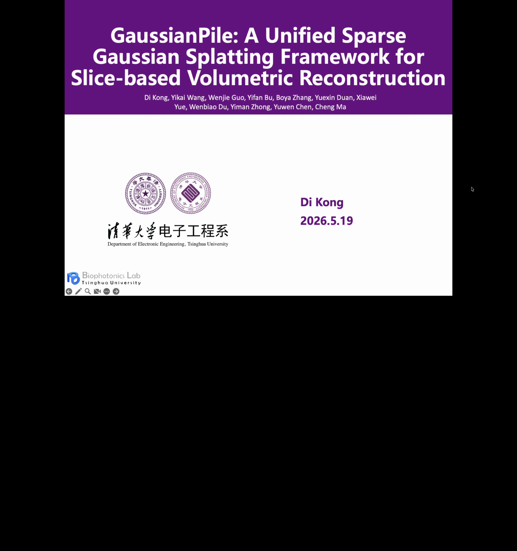Today I will introduce our CVPR 2026 paper, GaussianPile, a unified sparse Gaussian splatting framework for slice-based volumetric reconstruction. The key idea is simple. We adapt 3D Gaussian splatting from surface rendering to internal volumetric imaging by explicitly modeling the finite slice thickness of real imaging systems.